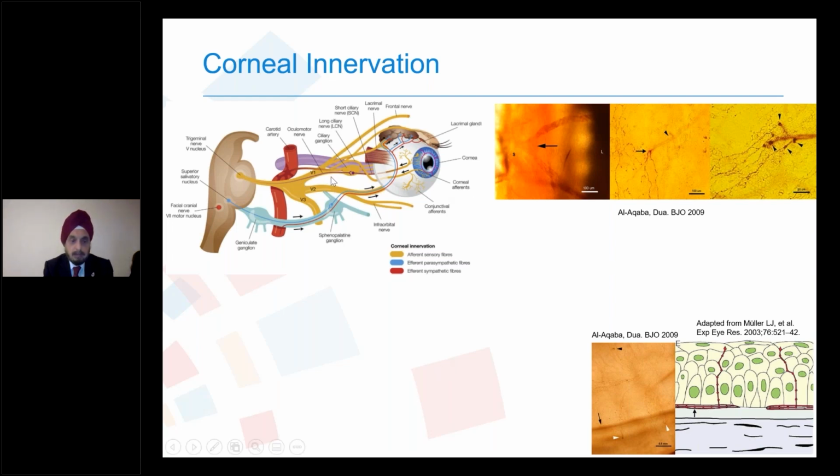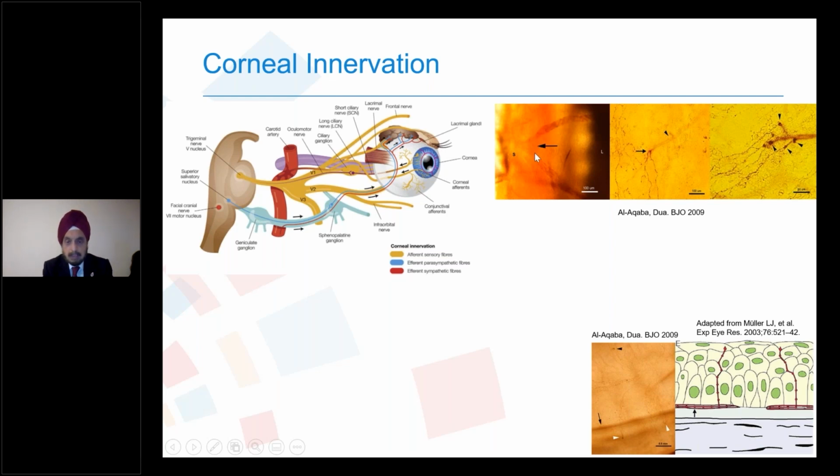So from the trigeminal ganglion, we have the ophthalmic division of the trigeminal nerve, which gives us the two long posterior ciliary nerves and the short posterior ciliary nerves, which enter the eye around the optic nerve. The long posterior ciliary nerves go in the subchoroidal space, that's the space between the choroid and the sclera, all the way to the cornea, where they form a pericorneal plexus of nerves, which are predominantly vasomotor. From there, they enter into the cornea.